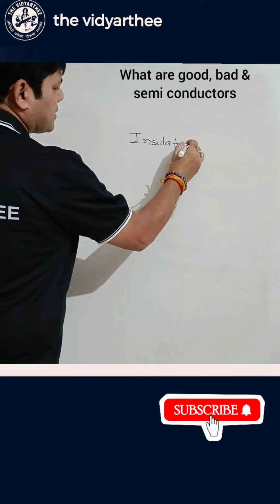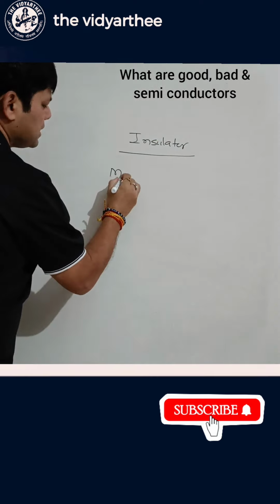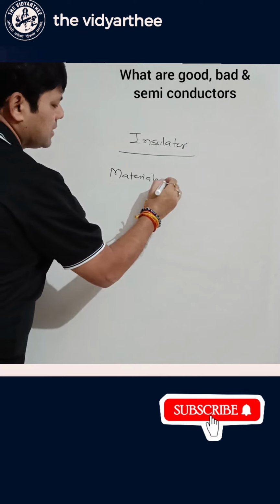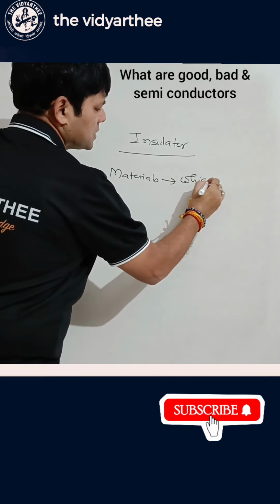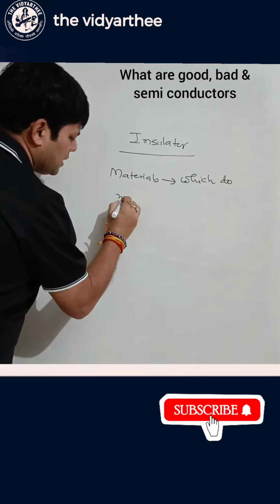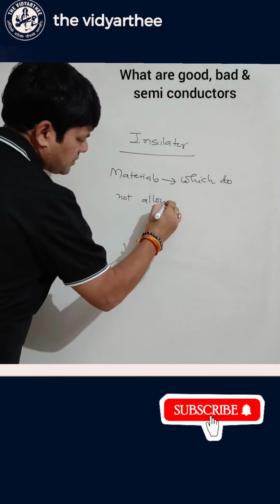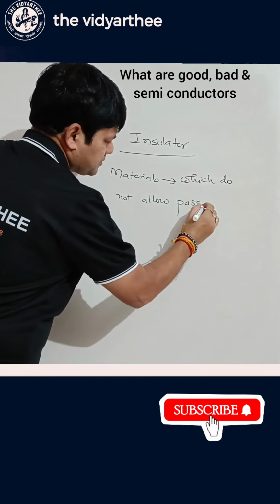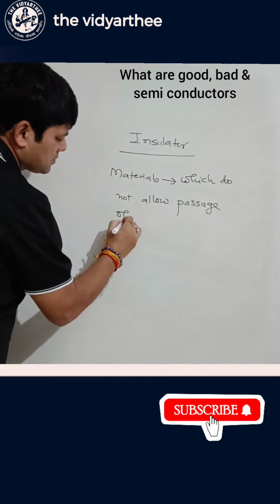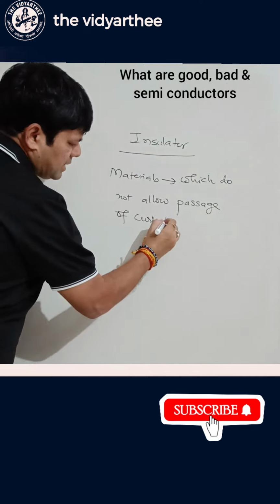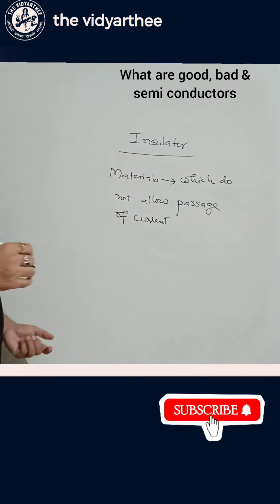Okay, on the other hand, what is an insulator? It is another set of materials which do not allow passage of current. Let us give some examples. Do you have any examples?